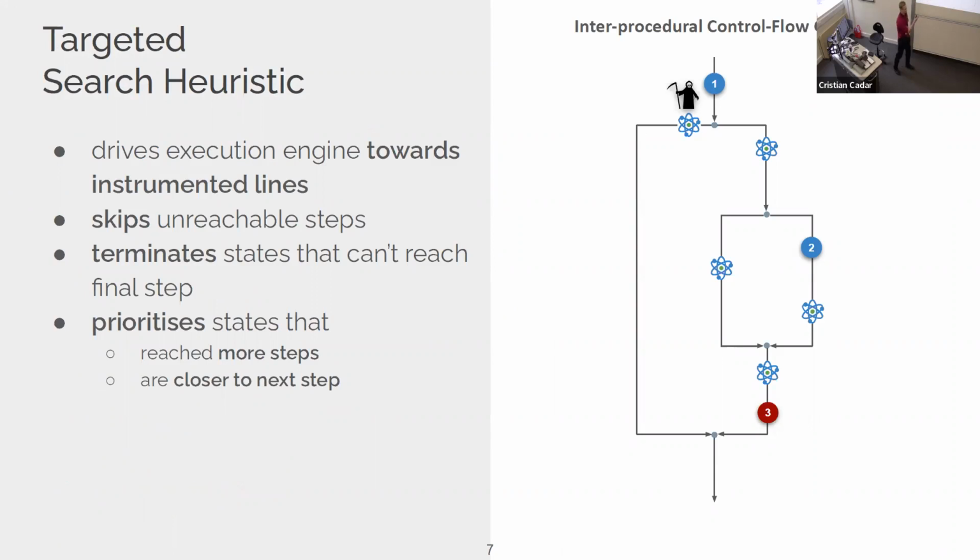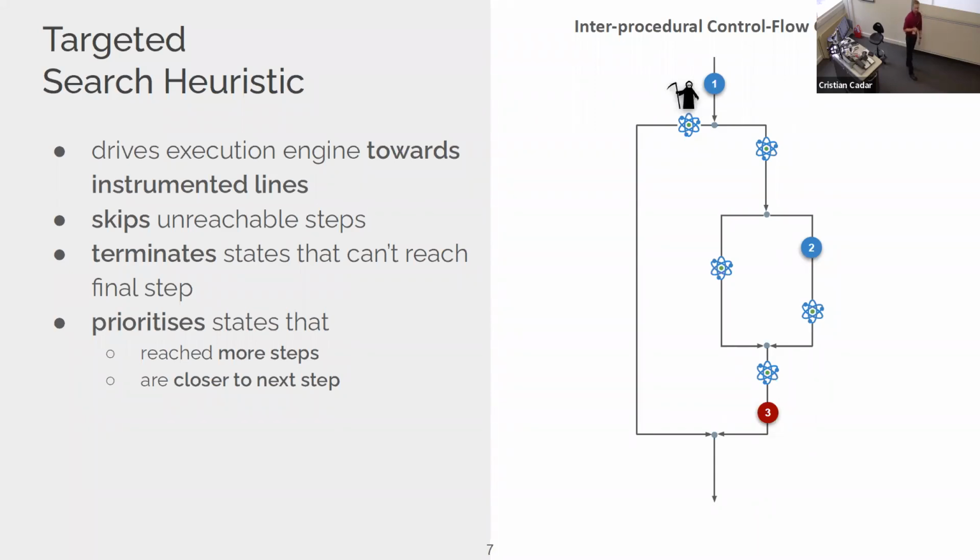It works on an interprocedural control flow graph. So let's say we have that graph, there are 3 steps. Step 3 is the error location. And those small atoms are states that are currently exploring the program. So what we do now is we basically prioritize states that have already explored the highest number of trace steps. And among those, the ones that are closest to the next step. What we also do is we terminate, with a Grim Reaper, all states that cannot reach the error location, but we keep states that just skip a step. In initial experiments that showed to be actually beneficial.